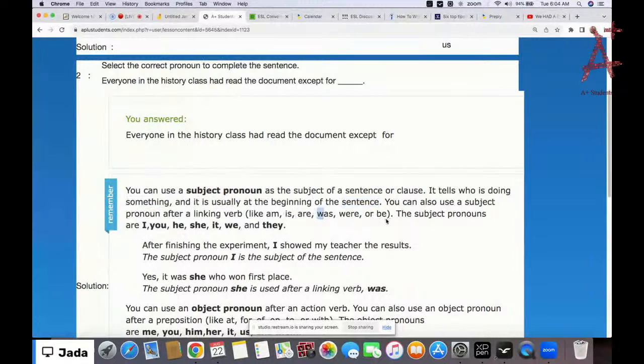were, or be. Okay? You can also use a subject pronoun after a linking verb, and these are the linking verbs here: am, is, are, was, were, or be. The subject pronouns are I, you, he, she, it, we, and they. Okay, so these are the subject pronouns that we have, and you should take note of the subject pronouns.